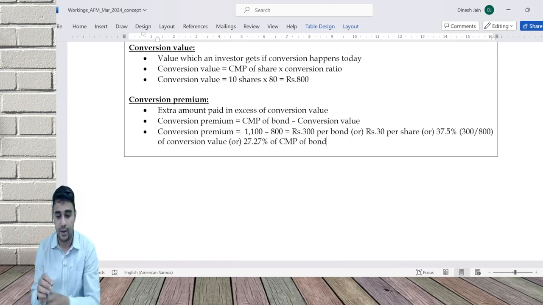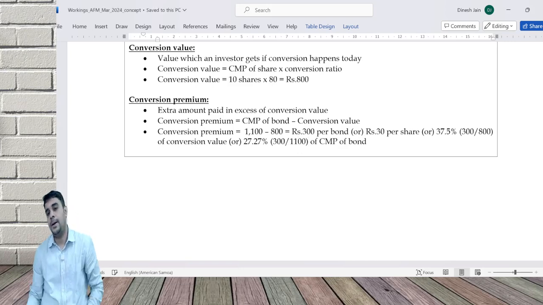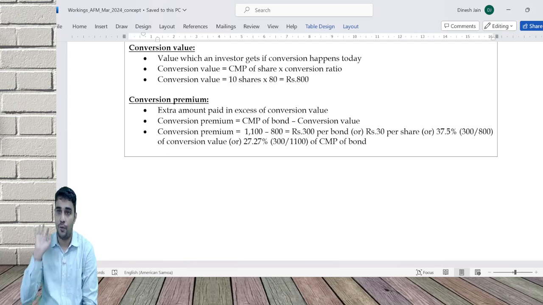Any doubts on this? Write this: 300 by 800, 300 by 1100. Which one do I write in the exam? If nothing is clear in the question, write all four. The first two are in rupees, the last two are in percentage.